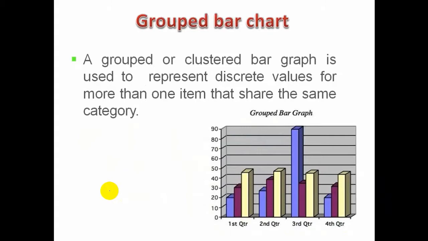Now, what is a group bar chart? A grouped or clustered bar graph is used to represent discrete values for more than one item that share the same category. A group bar graph is used to present the discrete values of more than one item that share the same category. You see over here, this is a group bar chart.